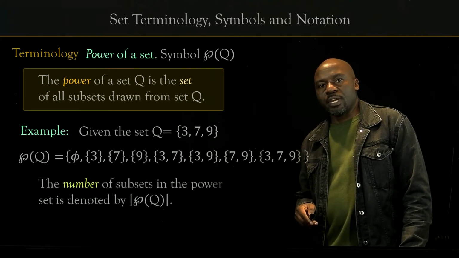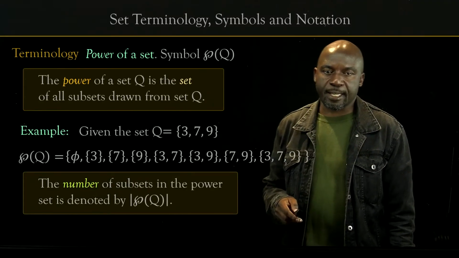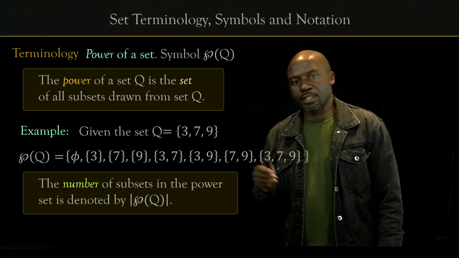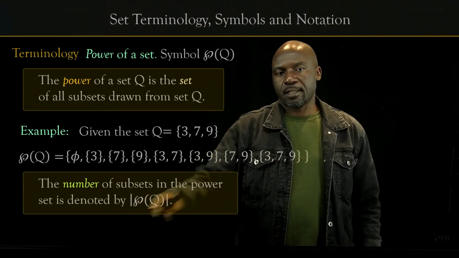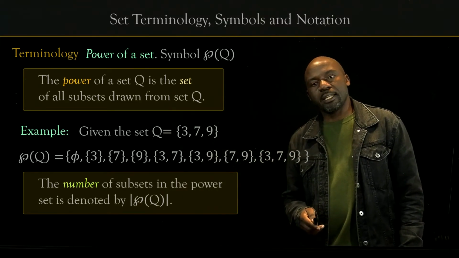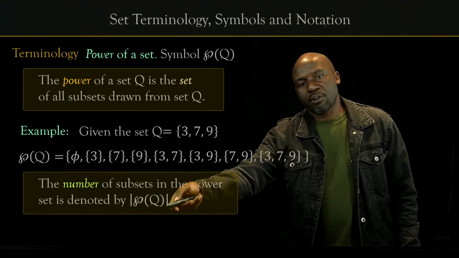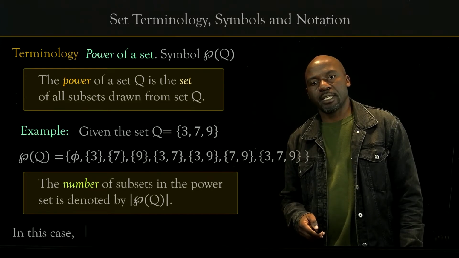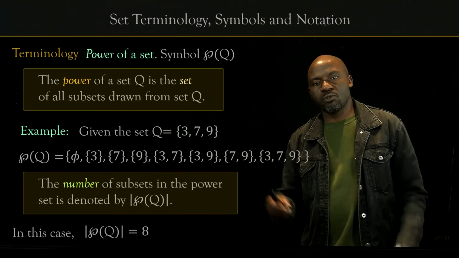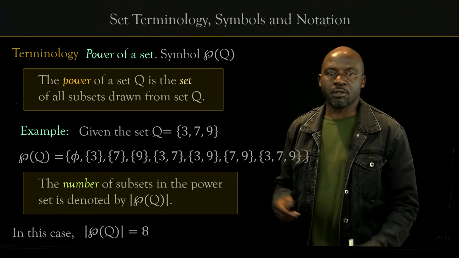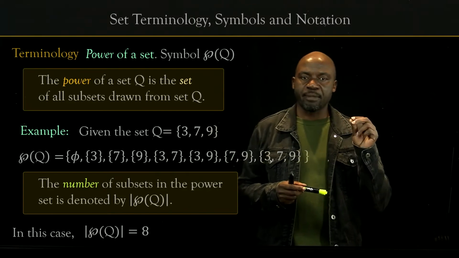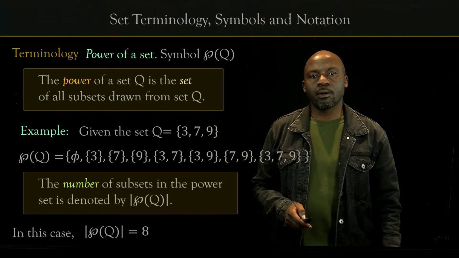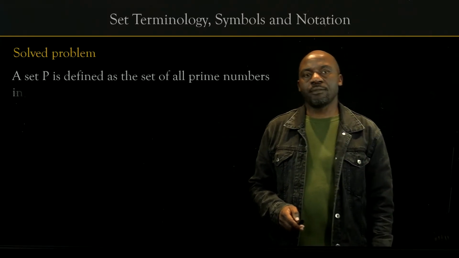All right, so the number of subsets in the power set, in this case, is 8. The number of subsets of the power set is expressed with a modulus sign, and the number of elements is called the number of subsets in a set. So in this case the number of subsets of this particular set is 8. Okay, so |P(Q)| is equal to 8. So |P(Q)| refers to the number of elements, or the number of subsets, that make up the power of a set.